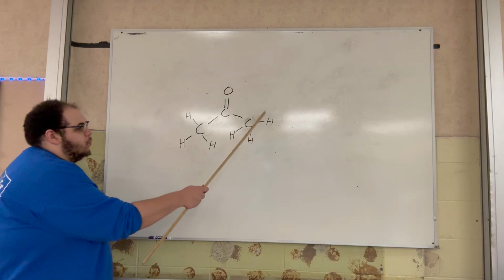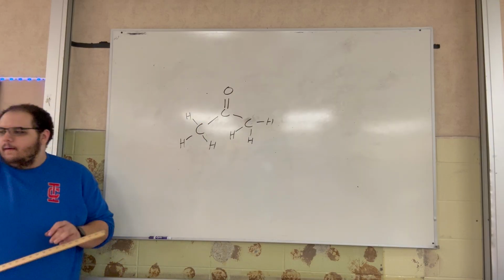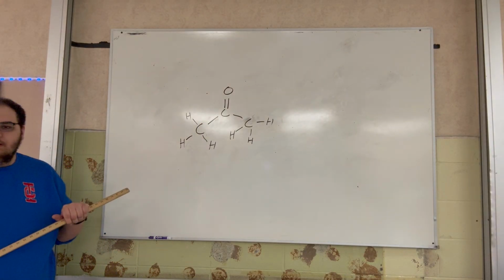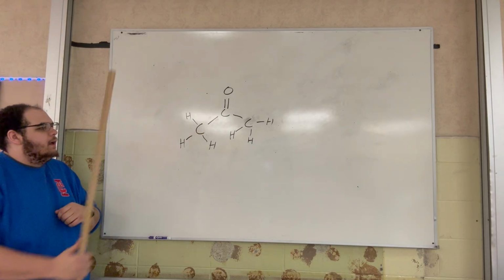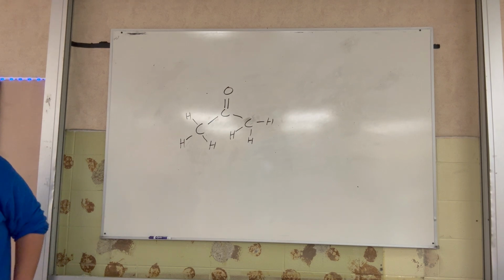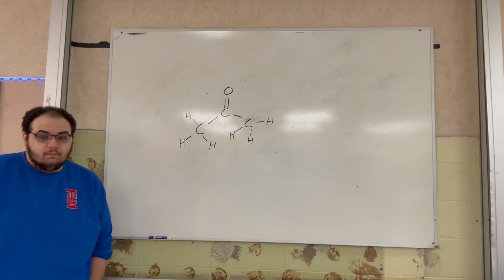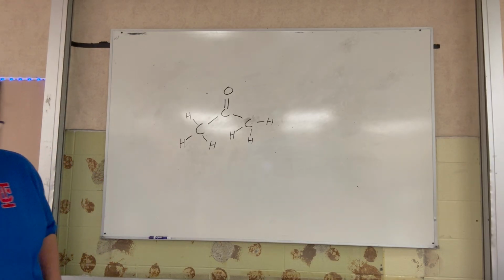Here we go. 1, 2, 3, 4, 5, 6, 7, 8, 9. Pi bonds. How many pi bonds do you see? 1. I see 1 right there. How many lone pairs are there? There should be 2 lone pairs.